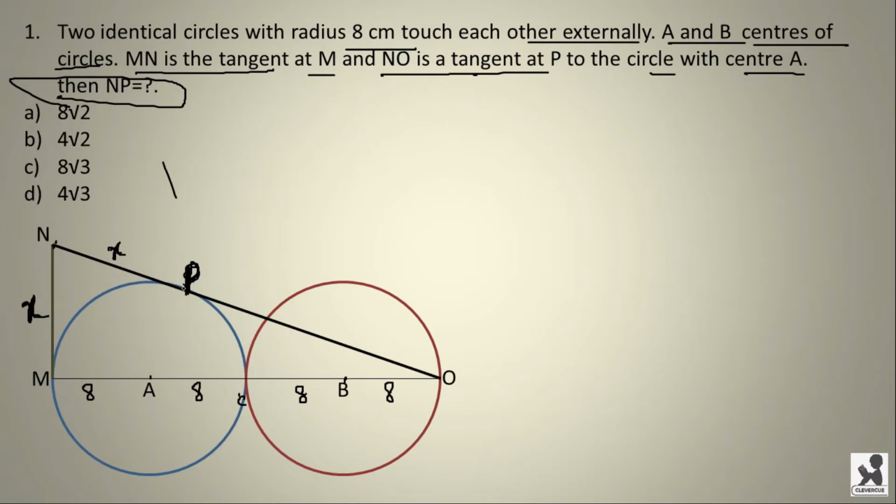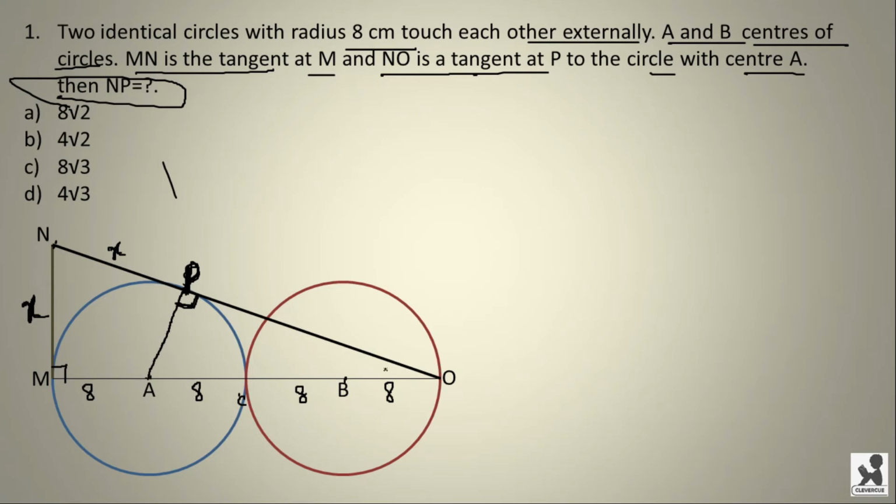Now let us connect P to the center. We all know that the point where the tangent touches the circle makes 90 degrees with the center. Now here also MN is a tangent to the circle, so AM is perpendicular to MN because A is the center.